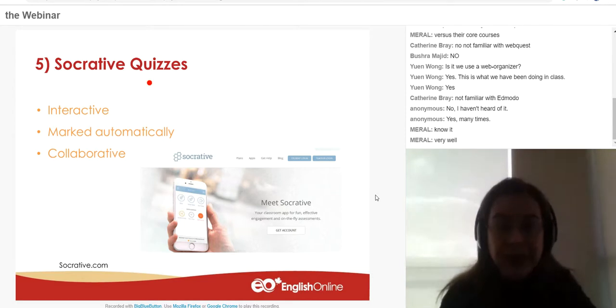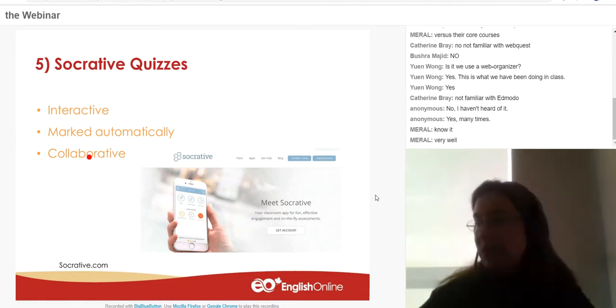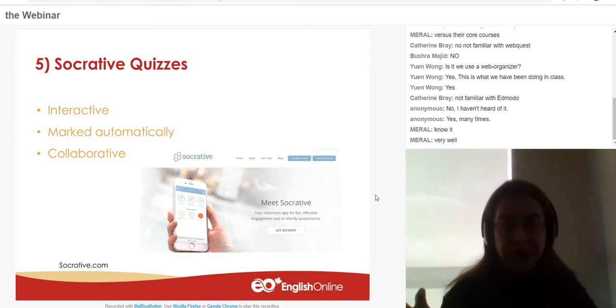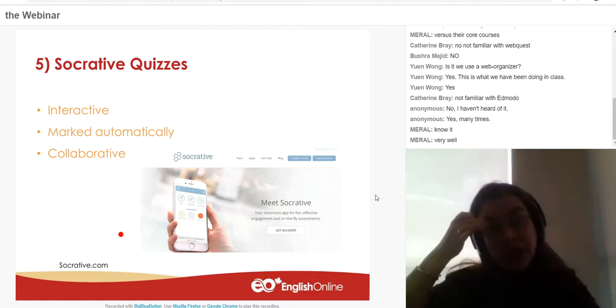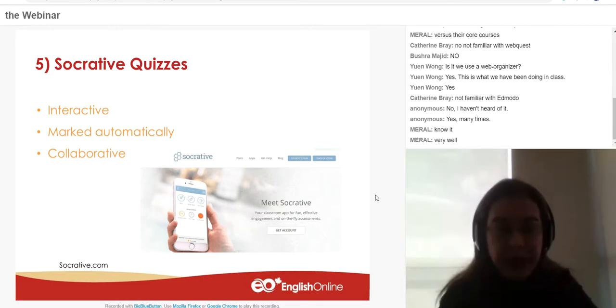formative assessment. If you want to assess your students at the beginning of the class time, before finishing a certain unit or a certain focus, you can use the Socrates Quizzes. And what is interesting about it is that it's interactive. You can design it right on the spot, and it's marked automatically. And again, students can do that on their own or in groups and share the results right away.